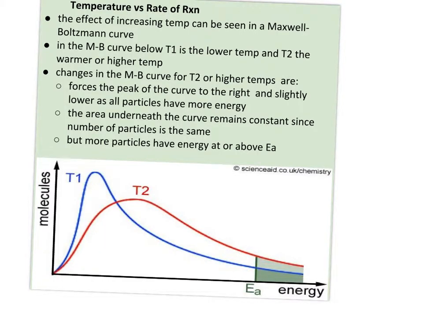The effect of increasing temperature then is often asked to be explained using a Maxwell-Boltzmann curve. So down below, temperature 1 is the initial lower temperature, and temperature 2 is a warmer or higher temperature. And the changes that you should notice in the graph is that basically the graph kind of tips over to the right. So the peak is a little bit lower, but as it runs out then, the energy of the molecule stays a little higher as you move out to the right. So the area underneath the curve is the same. So the number of particles is the same, but you have more particles with more energy, and specifically you have more particles with energy at or above the activation energy.